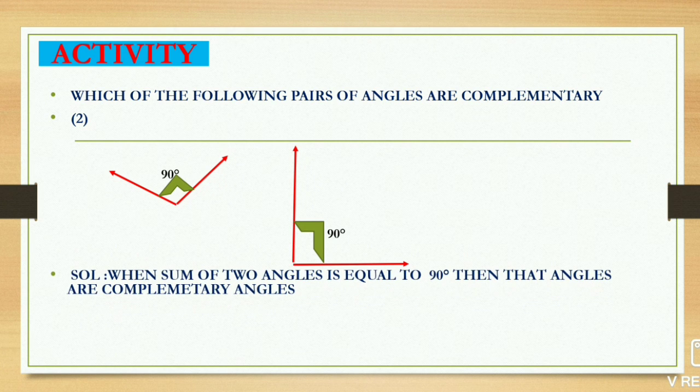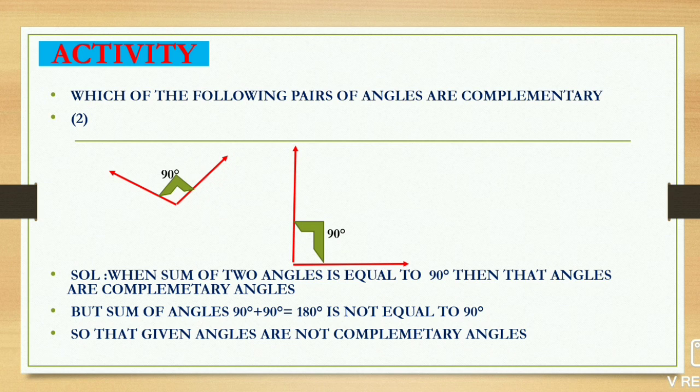Now solution. When the sum of two angles is equal to 90 degrees, then those angles are complementary angles. Okay children. But the sum of the angles, 90 plus 90, 180, is not equal to 90 degrees. So the given angles are not complementary angles. Okay, I hope you understand all these concepts very clearly.